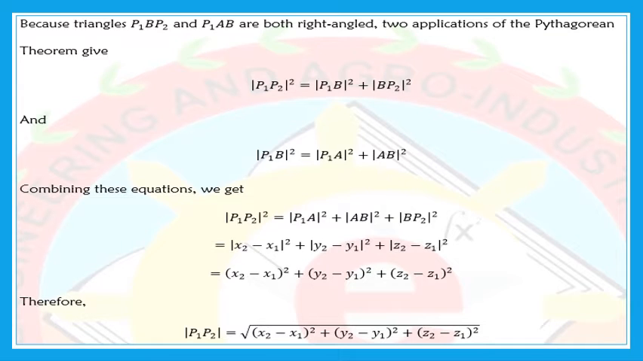Because triangles P1B, P2, and P1AB are both right angled, two applications of the Pythagorean theorem give equal results. Combining these equations, we get, therefore, the absolute value of P1P2 is equal to the square root of (x2 minus x1) squared plus (y2 minus y1) squared plus (z2 minus z1) squared.